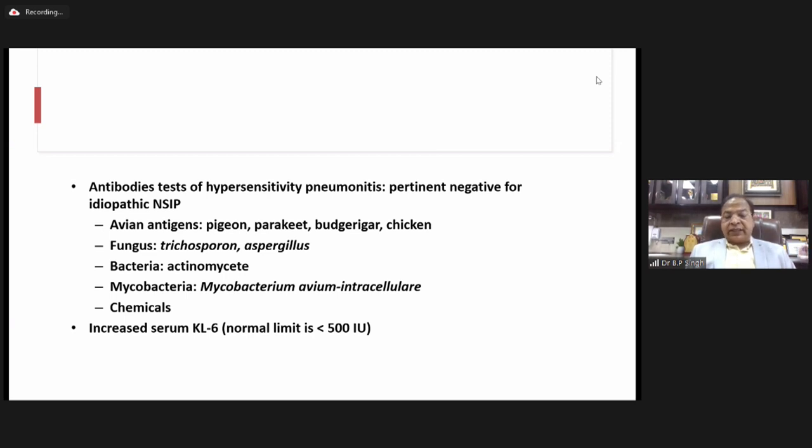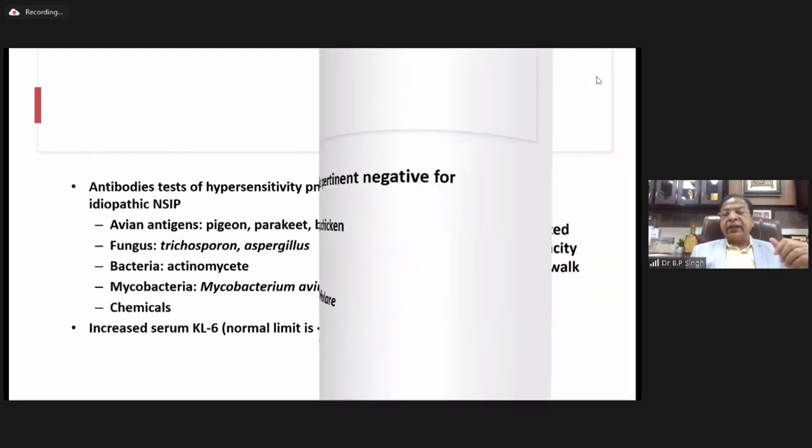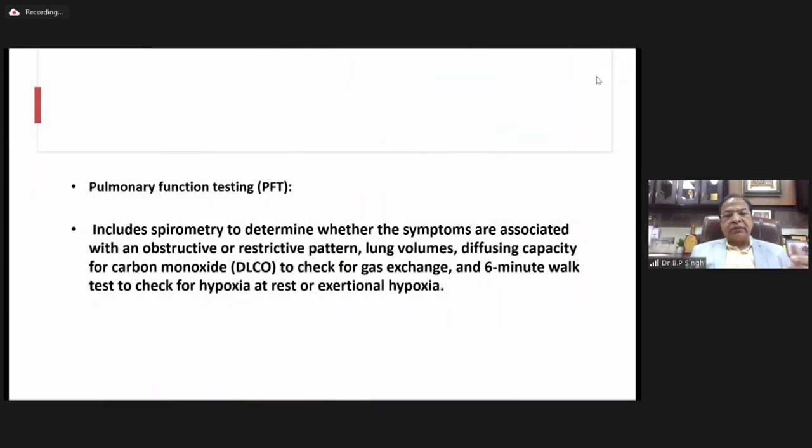Increased serum KL-6, Krebs von den Lungen-6, is basically an enzyme that has been shown to be increased in patients with interstitial lung disease. A normal value is less than 500. It is much more relevant for acute exacerbation, where higher levels are associated with poor prognosis.